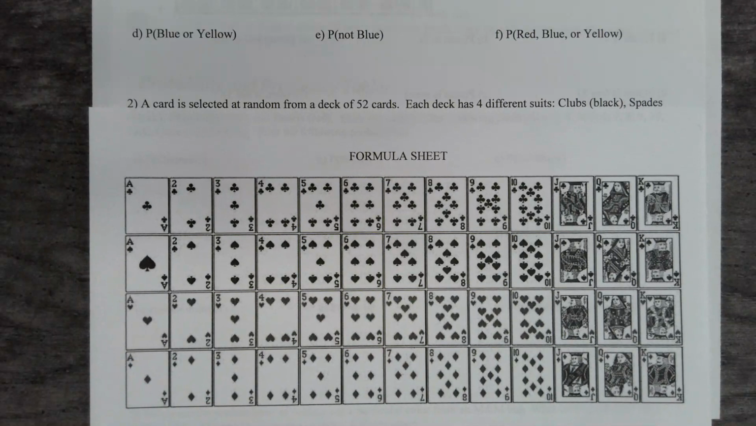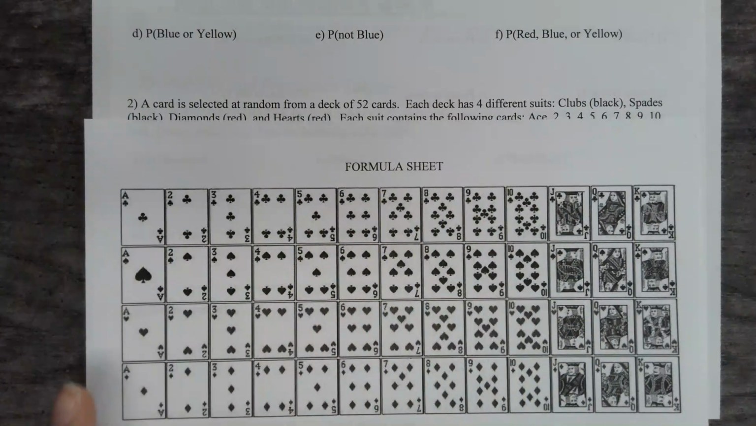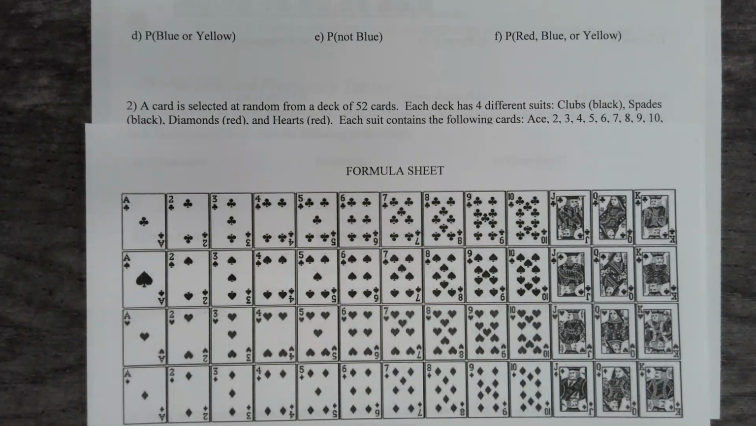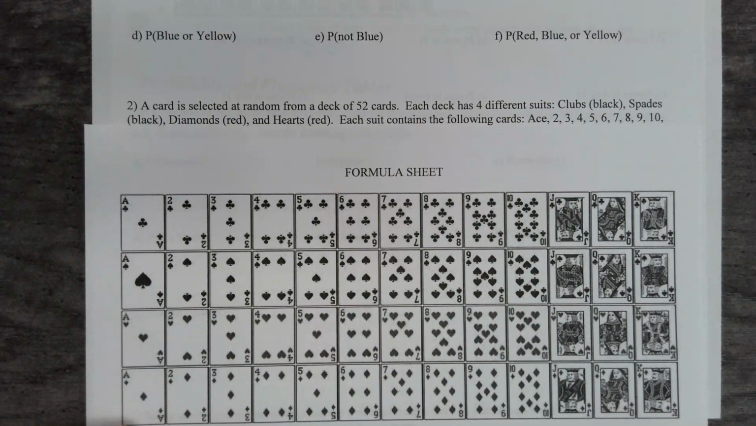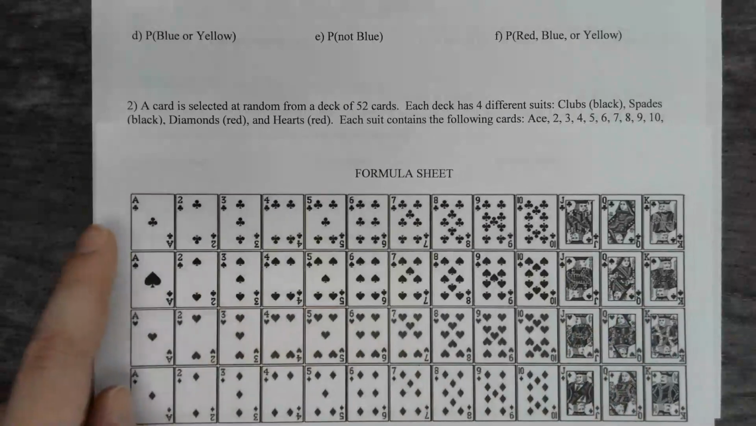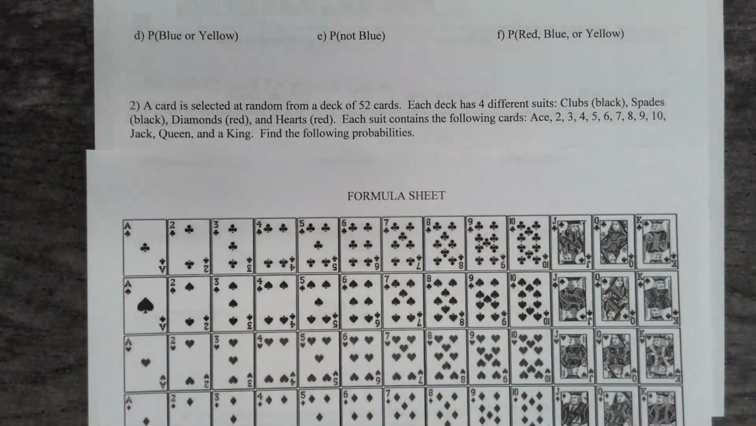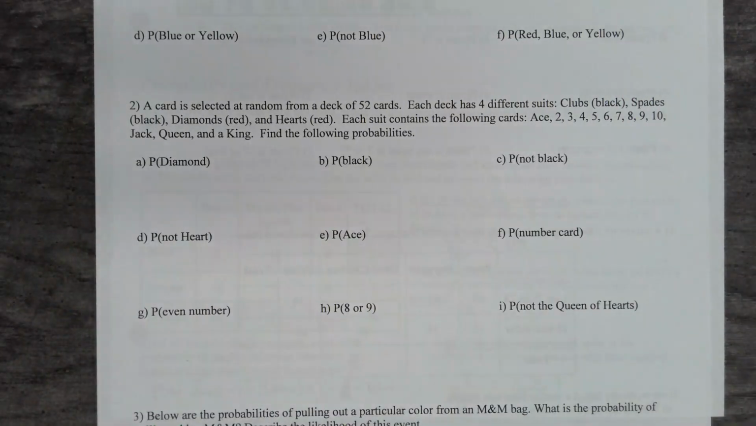So looking at all the deck of cards that we have, you can see that of the 52 cards, because there are 52 cards in a set, each has 4 different suits. So we have clubs, spades, hearts, and diamonds. And each suit contains 13 cards, I believe, running from ace all the way to king. And you're going to find those probabilities of drawing those cards.